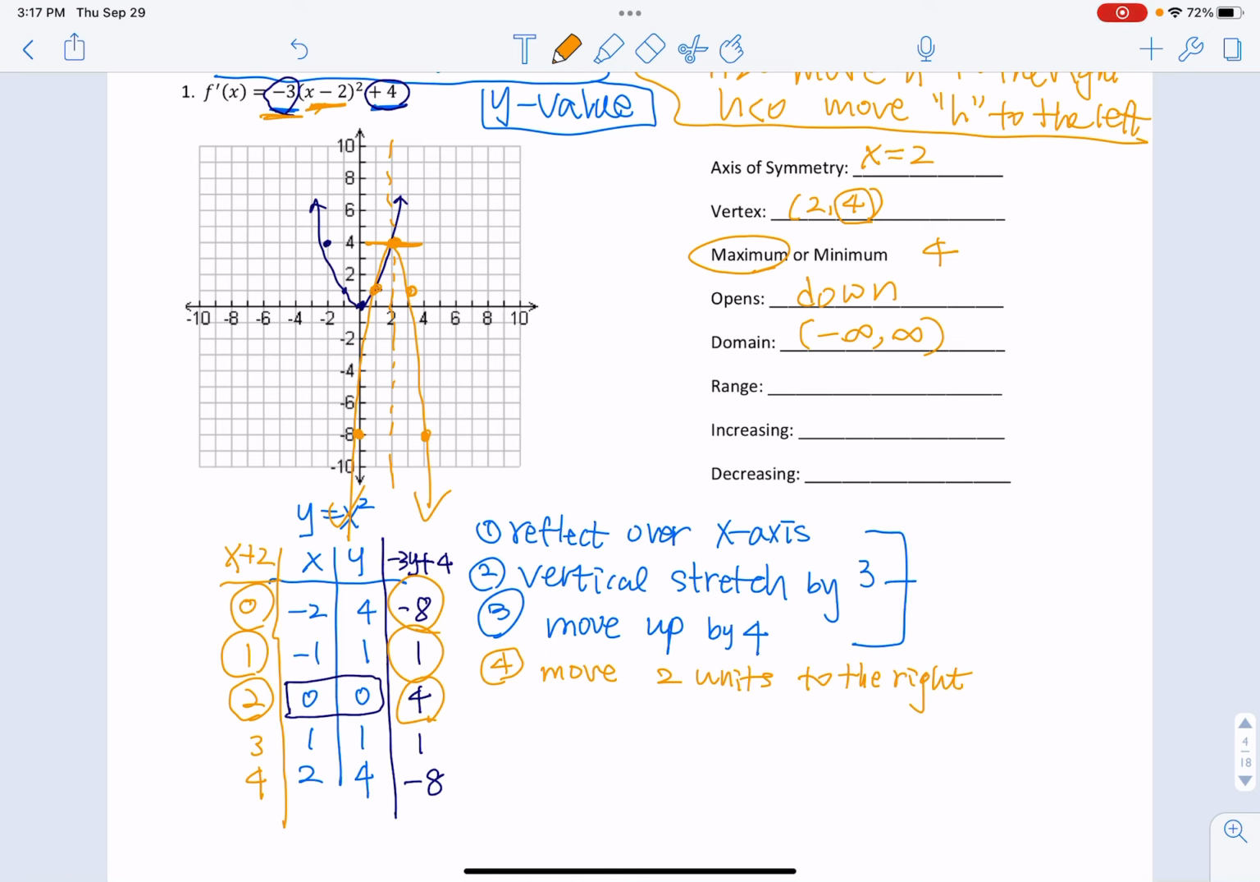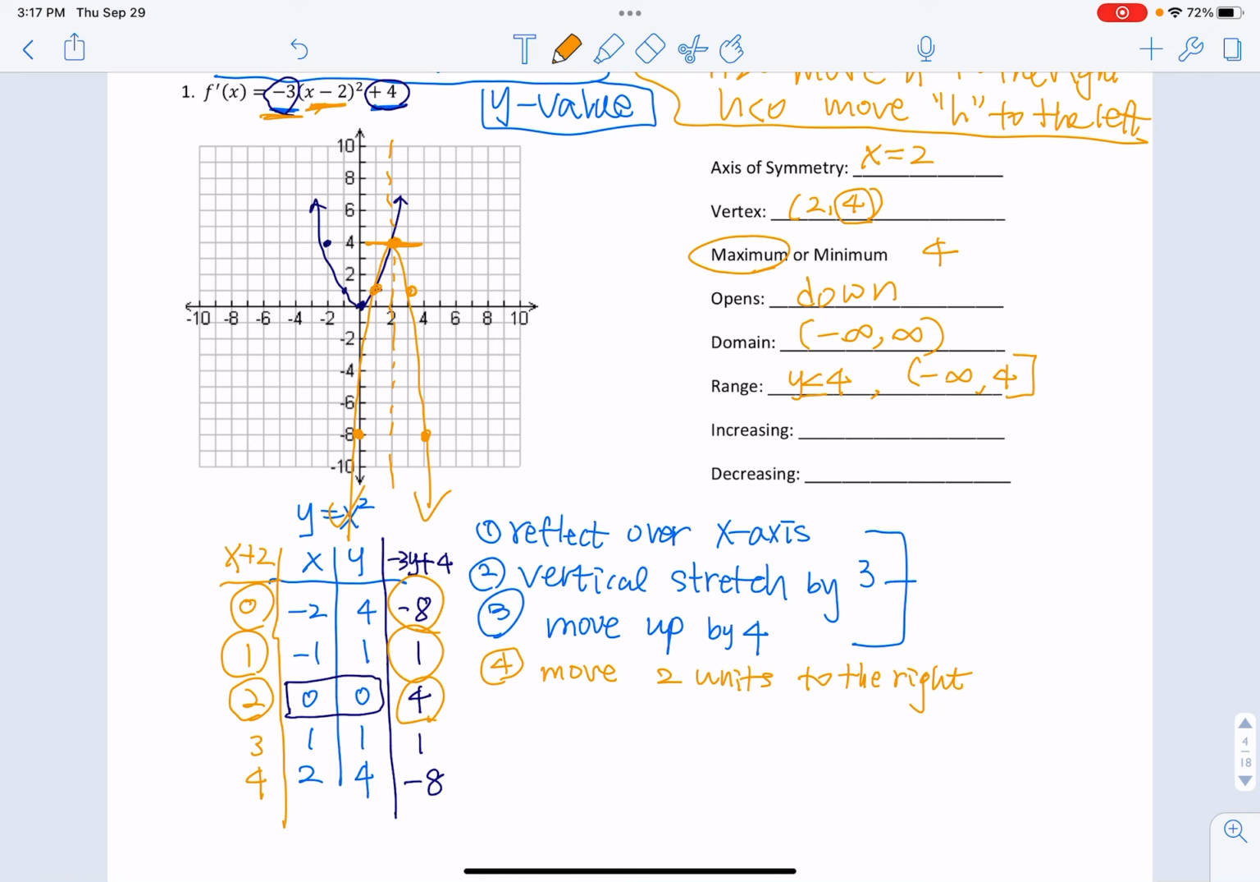So I can say y will be less than or equal to 4 as an inequality, or you can express it in interval notation for the range: negative infinity to 4, included. That's how you can express it.